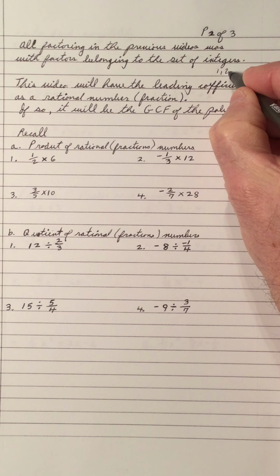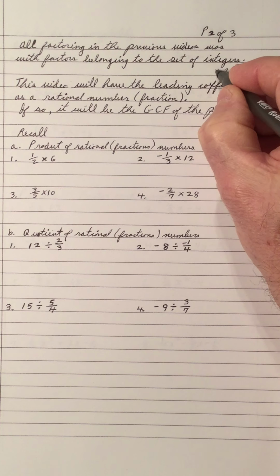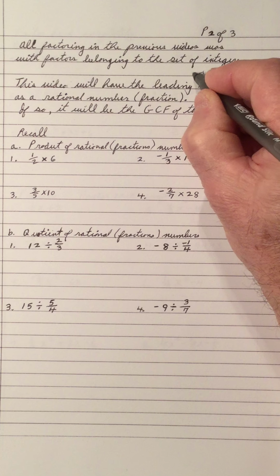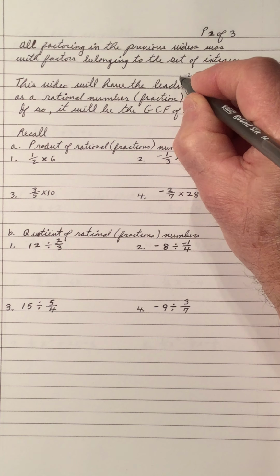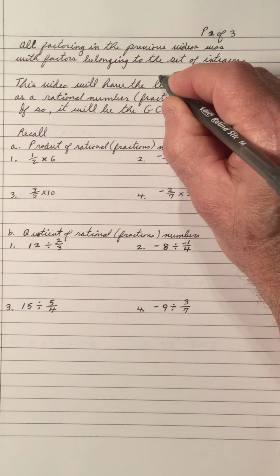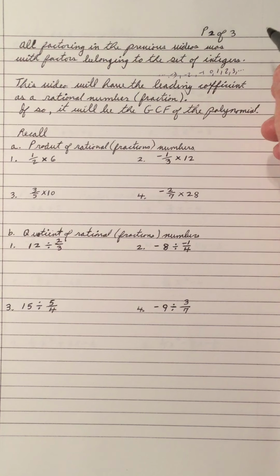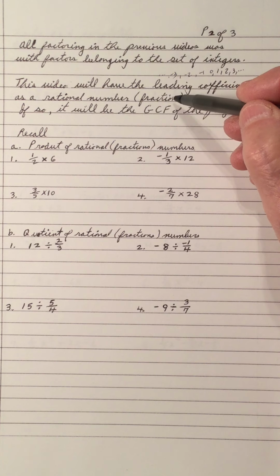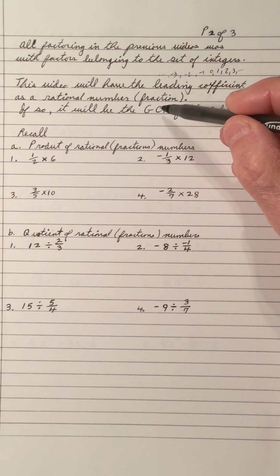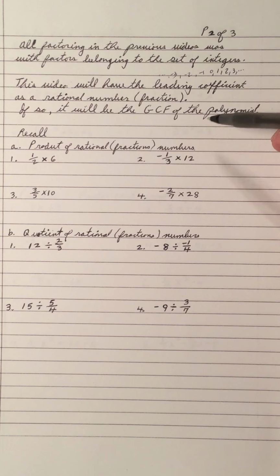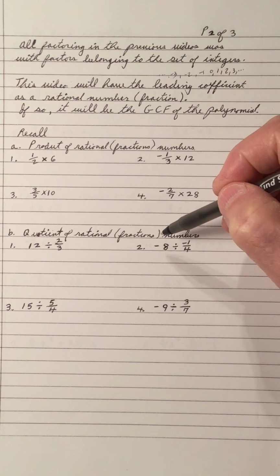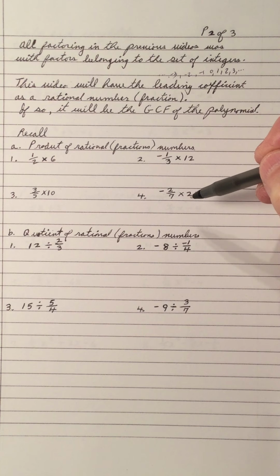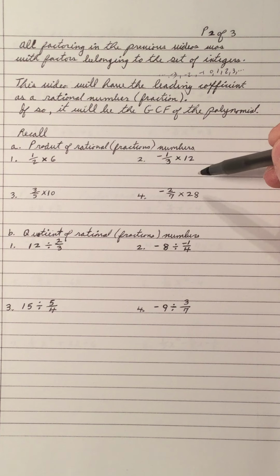It's 1, 2, 3, dots, 0, and the opposites of 1, -1, opposites of 2, -2, opposites of 3, -3, etc. So that's the set of integers. This video will have the leading coefficient as a rational number, which is a fraction. If so, it will be the GCF of the polynomial. So the leading coefficient in this video will be a fraction, and that will be the GCF for this polynomial.